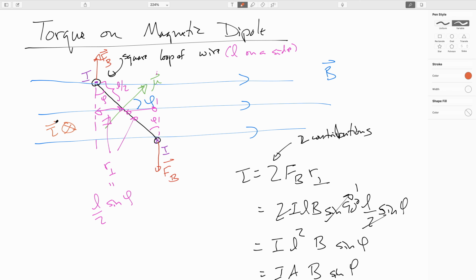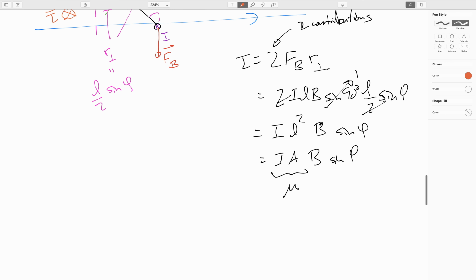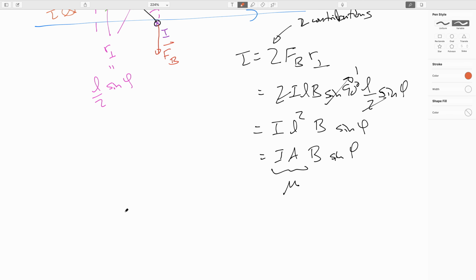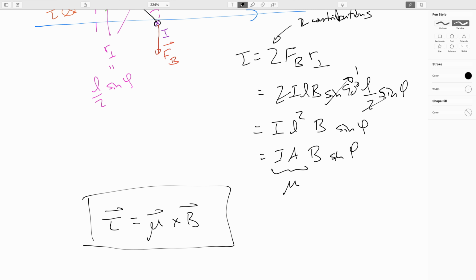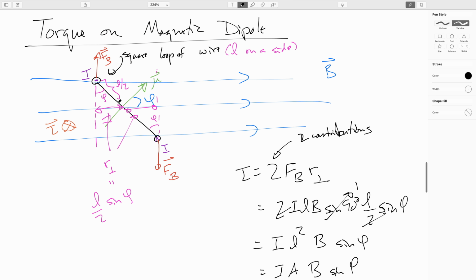Okay, so if we follow the first things first, second things second way of doing cross products, the way that you do this to get the torque to point into the screen is if the mu went on the index finger and B here went on the middle finger. So this means that we can write this in vector form as the torque on a magnetic dipole is equal to mu cross B. So what does that mean in practice? What that means in practice is that the torque is always seeking to align the magnetic moment with the magnetic field.